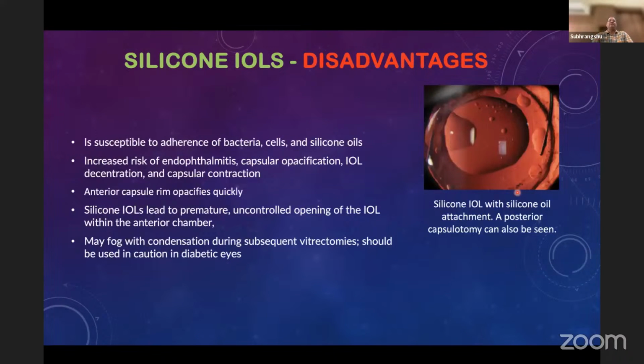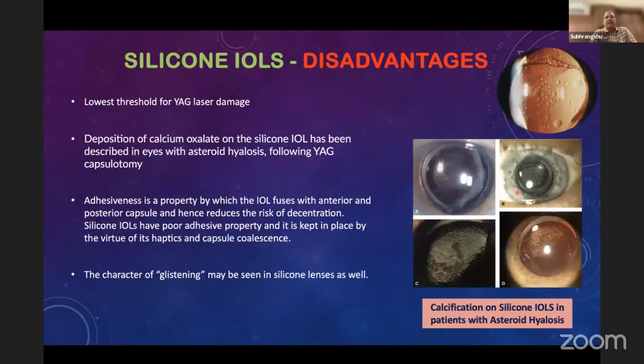Silicone IOLs are susceptible to adherence of bacterial cells and silicone oil. Hence, they are at increased risk of endophthalmitis and capsular opacification. Anterior capsular rim does opacify more quickly, and silicone IOLs lead to premature, uncontrolled opening of the anterior chamber, and most importantly, they may fog with condensation during subsequent vitrectomies and therefore should be used with caution in diabetic eyes or high myopic eyes. They have a lower threshold for YAG laser damage.